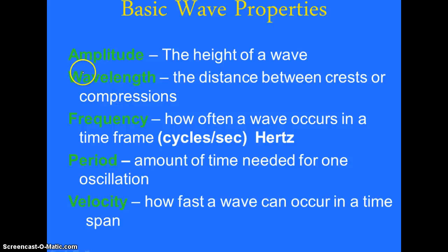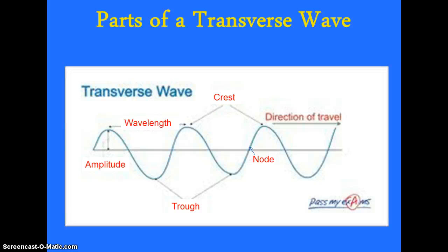Some basic properties you need to know: amplitude, wavelength, frequency, period, and velocity. Know what these terms mean. It's because we will be using these in class. This is a picture of a transverse wave. Couple key parts: you have your amplitude, distance from crest to nodal line, or from trough. So this could be amplitude or that, as long as you measure that distance right there.